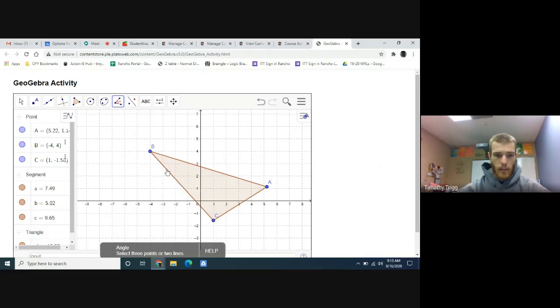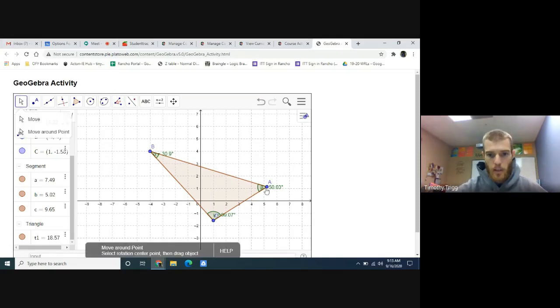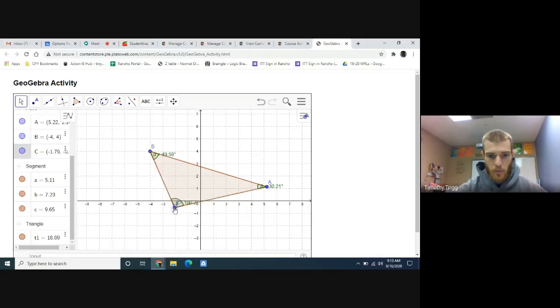Okay. So click this side, then this side, and that'll give you the measure of angle B. This side, then this side, gives you the measure there. This side, then this side gives you the measure there. You don't have to make your triangle like I made mine. You can make your triangle any which way. And you can move around the points if you don't like these numbers, you know, whatever.